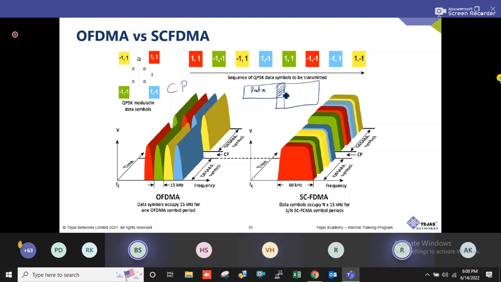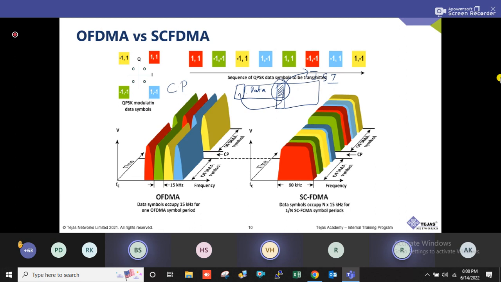So what the LTE standards specified was, since this is always getting affected when you are transmitting data, why can't I take this data and repeat it here? So that even if I lose this data because of ISI, we can reproduce it because we already have a repetition of this data. This is called cyclic prefix. More on this I will discuss when we go to the frame duration.